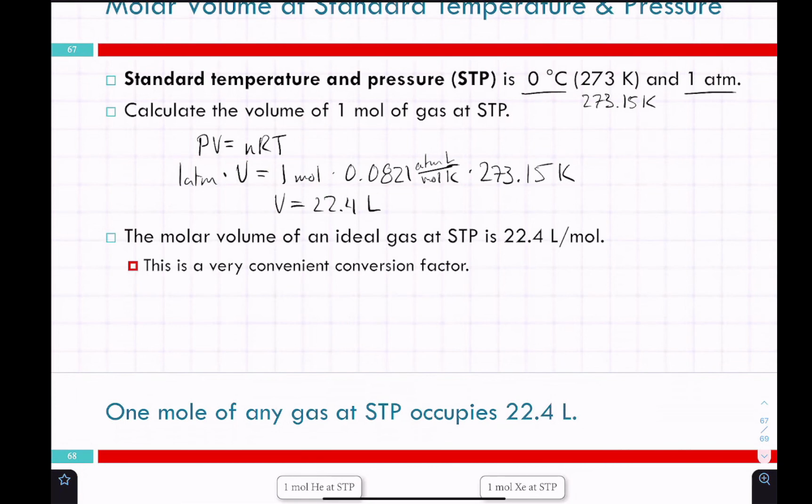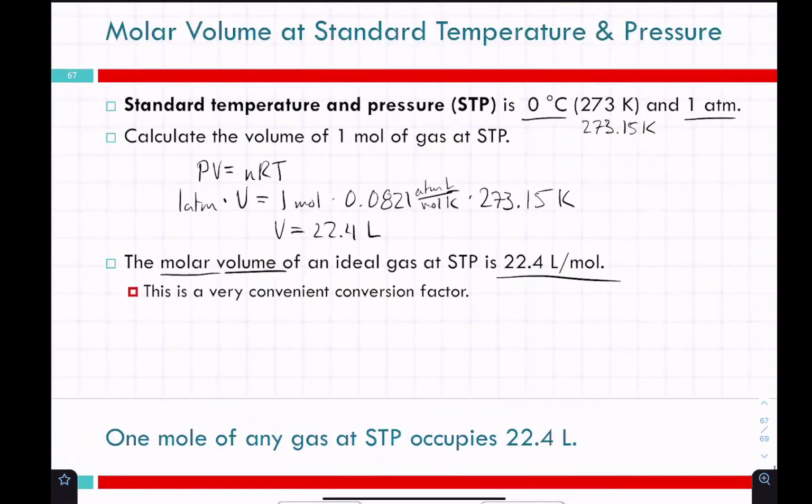And this is a shortcut idea here. At STP, so when it's standard temperature, 273.15 Kelvin, and 1 atmosphere, 1 mole of any gas will have a volume of 22.4 liters. So this is the molar volume of an ideal gas at STP. The molar mass of any chemical is grams per mole. This is liters per mole: 22.4 liters per mole. That's molar mass; this is molar volume. But it only applies at STP. Very convenient conversion factor.